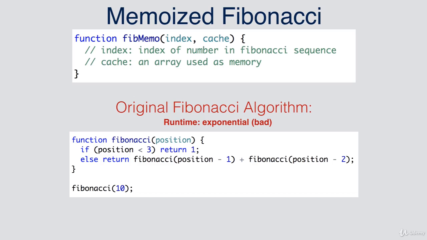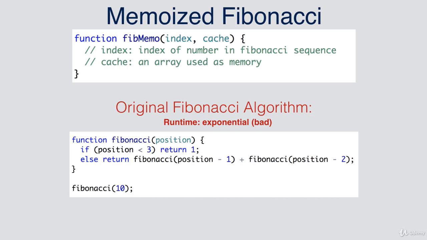So if we entered the index 10, it would have to calculate the first Fibonacci number, then the first and second Fibonacci number, then the first, second, and third Fibonacci numbers, then the first, second, third, and fourth Fibonacci numbers, and so on. As you can tell, we were recalculating the same numbers over and over again, and this was a complete waste of time and very inefficient.